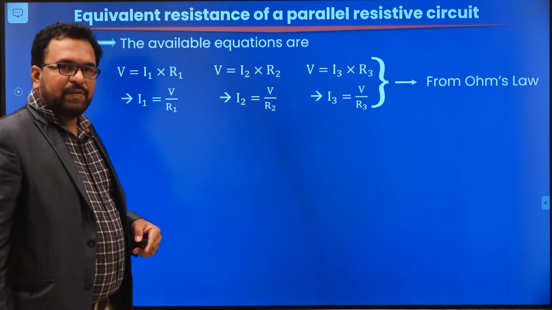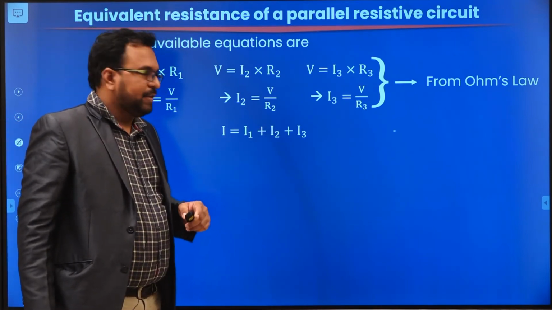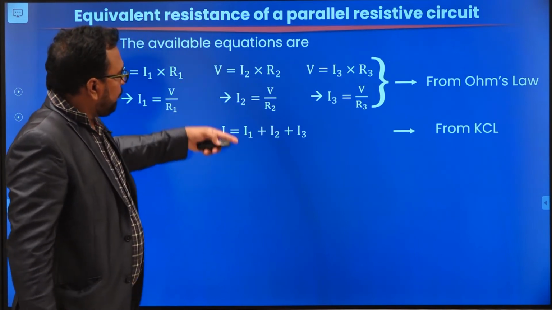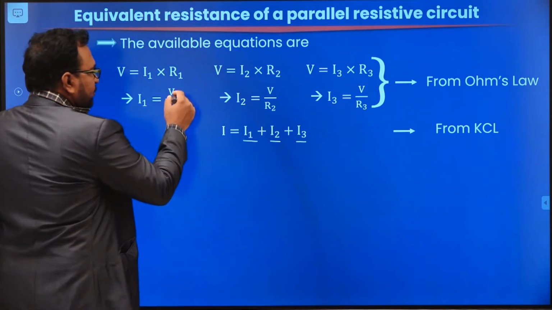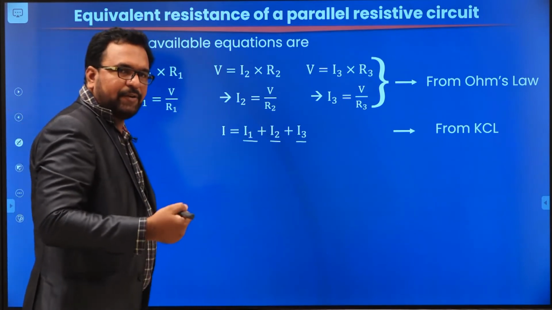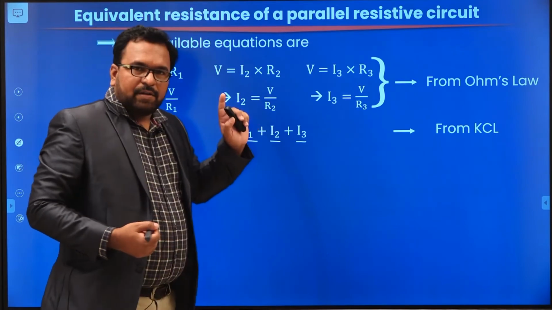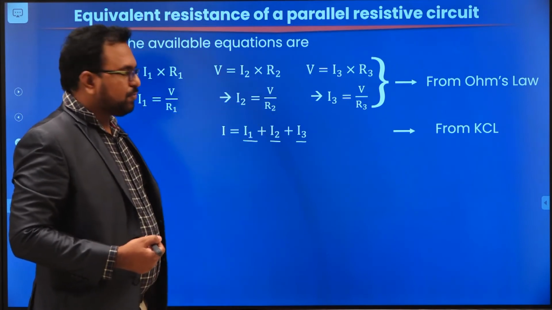And what is the other equation you have derived by applying KCL? I is equal to I1 plus I2 plus I3. This is the equation we have derived from KCL. Now if you replace these values I1, I2, I3 with the known values, because I1, I2, I3 are the currents we have assumed, and we know the values of V, R1, R2, R3. That's why in place of I1, I2, I3, substitute those known values.